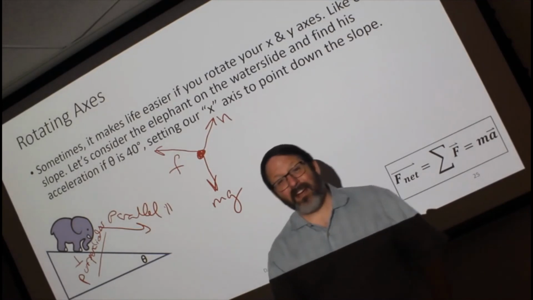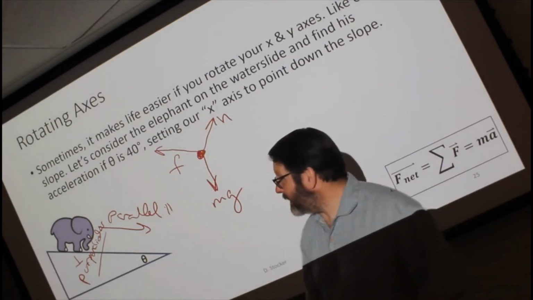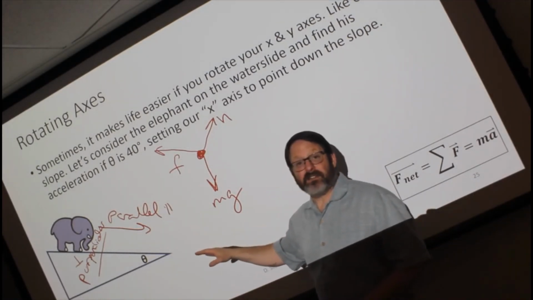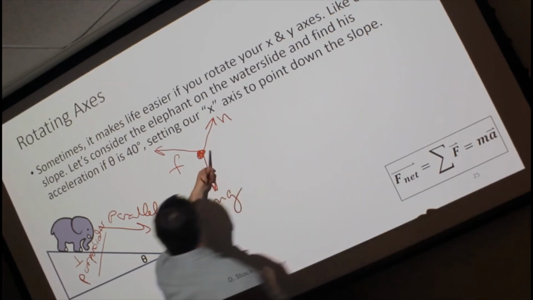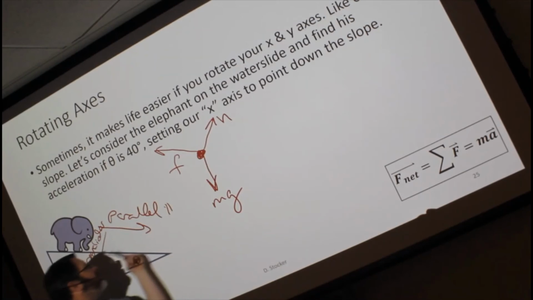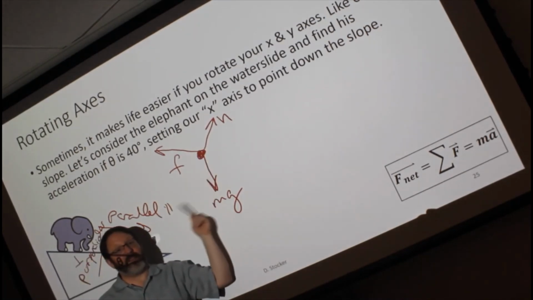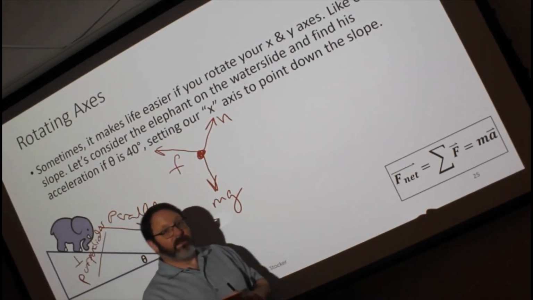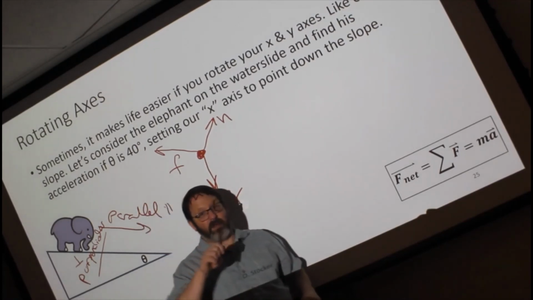All right. So now, if we consider the parallel direction and perpendicular direction, then the friction would be in the parallel direction, normal would be in the perpendicular direction, and it's gravity that we're going to have to divide up. So only the gravity has to be broken into two components.